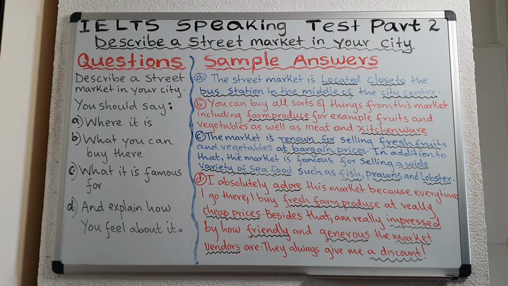I absolutely adore this market because every time I go there, I buy fresh farm produce at really cheap prices. Besides that, I'm really impressed by how friendly and generous the market vendors are. They always give me a discount. So in that answer, I have used words to explain how I feel about the market. And one of the words that I used is adore. I absolutely adore. Now, to adore something is to love something a lot.